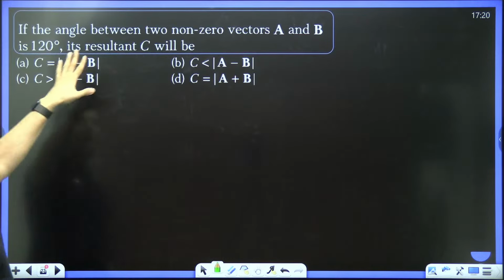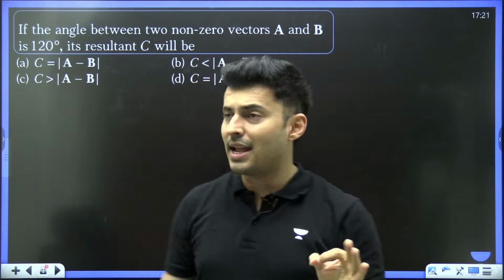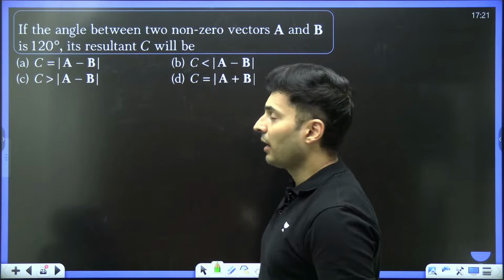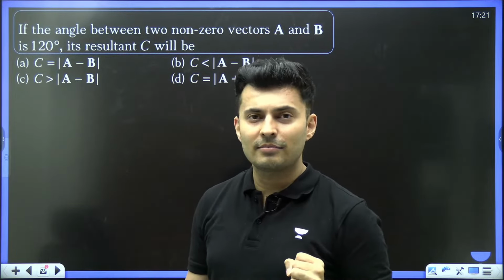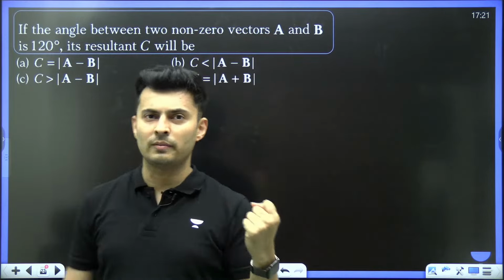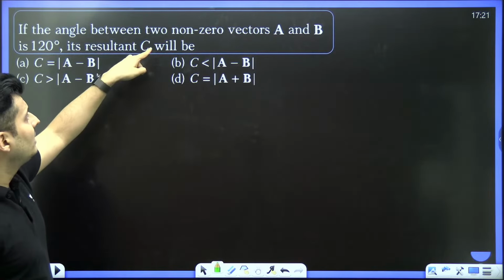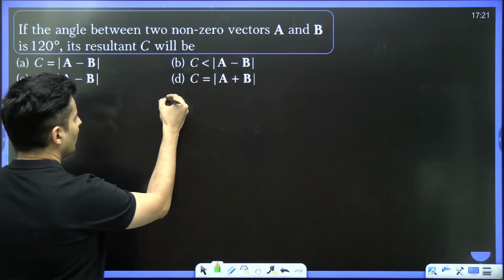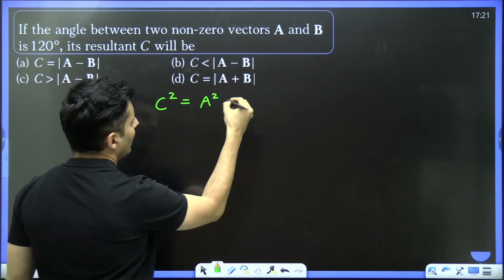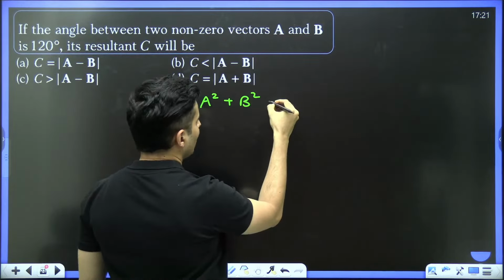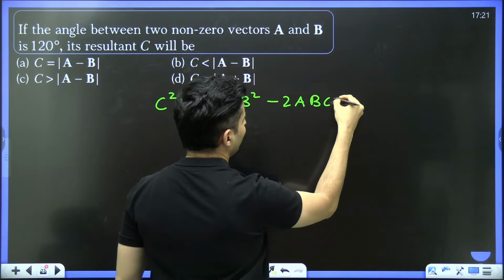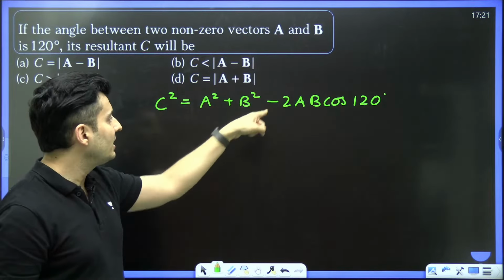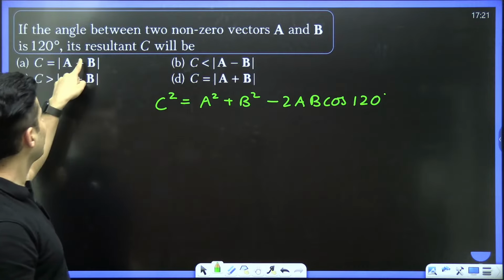Moving on. If the angle between two non-zero vectors A and B is 120, then the resultant will be. Okay. This is not direct. You cannot just guess the answer. You cannot just eliminate the answer. I think we might have to solve. Now, if the resultant is C and it is the subtraction of two vectors, I know the formula for that. C square is basically A square plus B square minus 2AB cos theta. Cos theta here is cos 120. This is the formula for vector subtraction. If it was addition, it will be plus. It is clearly mentioned over here, A minus B.